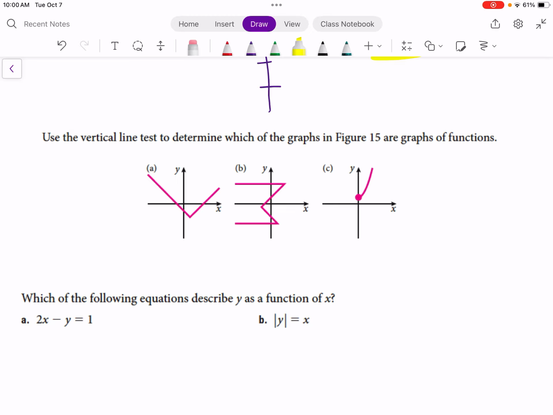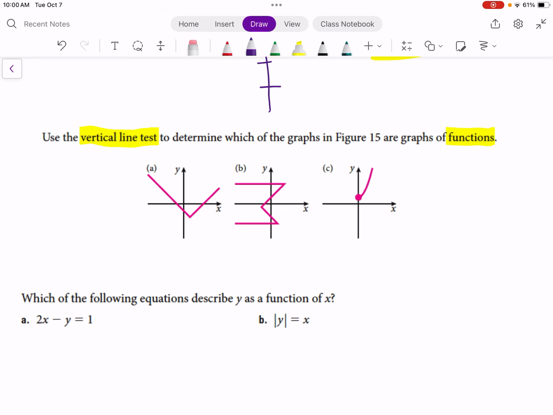We are asked to use the vertical line test to determine which of the graphs in this picture are functions. So we have three different graphs. In order to test whether the given graph is a function or not, we use a vertical line test. Using the vertical line test means we draw a vertical line.